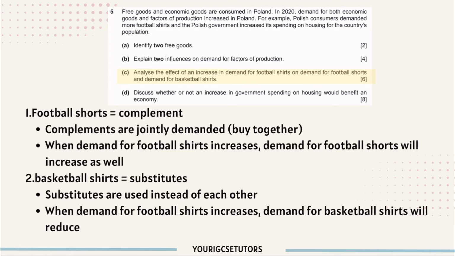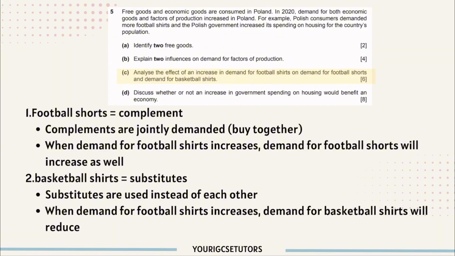C. Analyze the effect of an increase in demand for football shirts on demand for football shorts and demand for basketball shirts. So first, football shorts is a complement to football shirts. Complements are jointly demanded, which means they are bought together. Okay, remember to use jointly demanded. This is a term to describe complements. When demand for football shirts increases, demand for football shorts will increase as well.